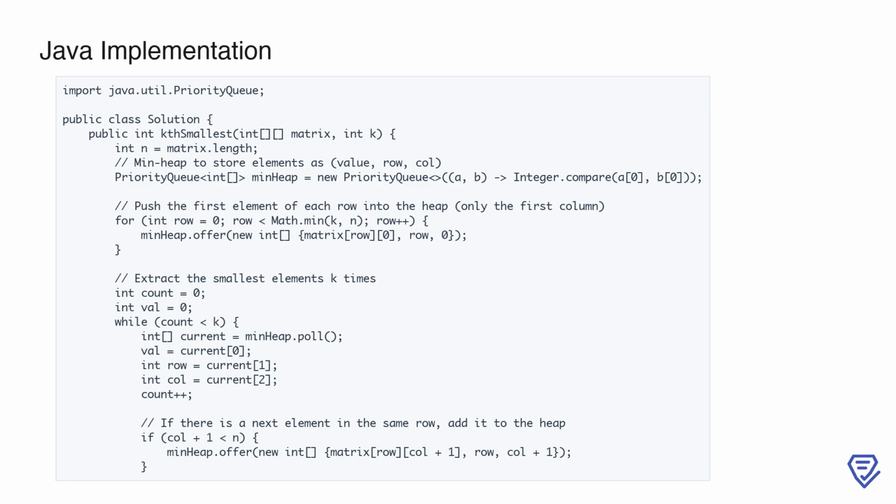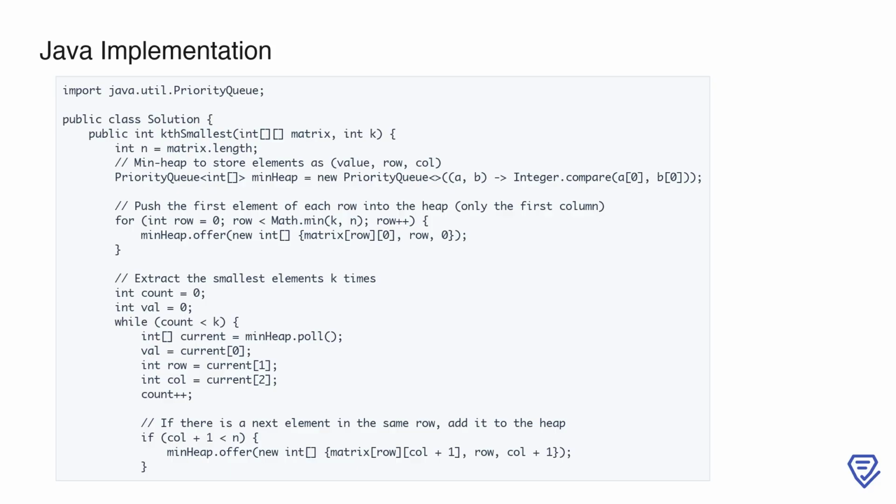First, we import the priority queue class, which will be used to create a min-heap. In the method kthSmallest, we begin by determining the size of the matrix n, which represents the number of rows in the square matrix. Next, we initialize a min-heap, which will store elements as arrays containing the value, row index, and column index. This allows us to easily track the smallest elements while maintaining their positions in the matrix.